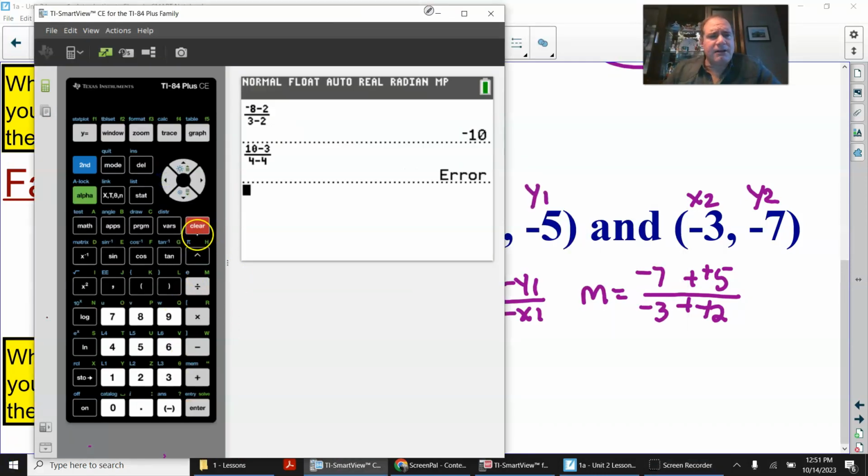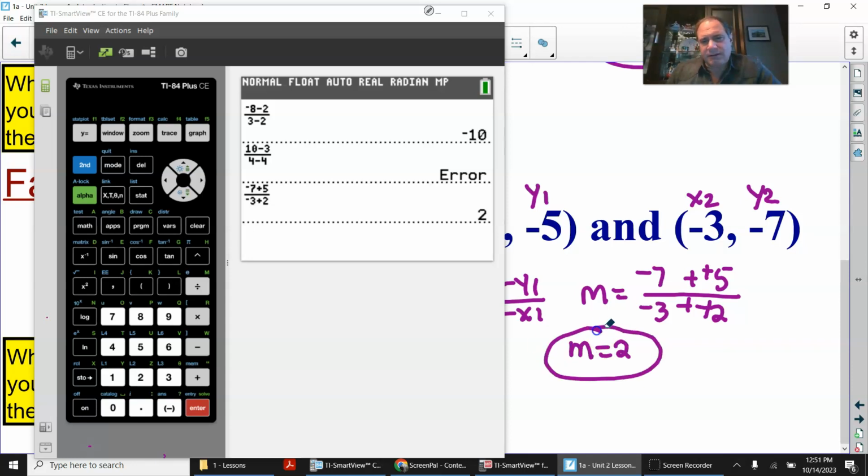Clear that error out that you had last time. And then again, alpha x. So we're going to do -7 plus 5. And then we're going to go down -3 plus 2. Even if you put the double negatives in, the calculator will figure it out for you.